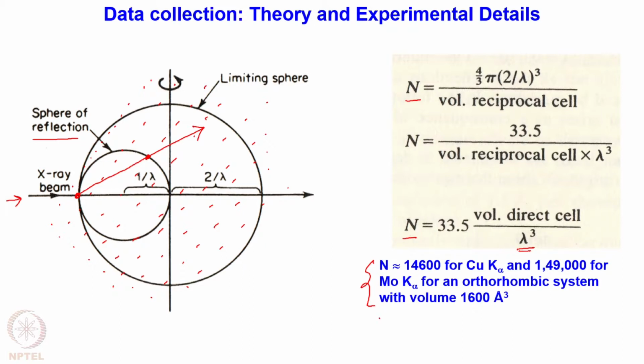Using copper K alpha radiation for an orthorhombic system, if we take one orthorhombic system with 1600 cubic angstrom volume and use copper K alpha radiation, we may get about 1600 reflections, whereas if we use molybdenum K alpha radiation, it increases by about 10 times.